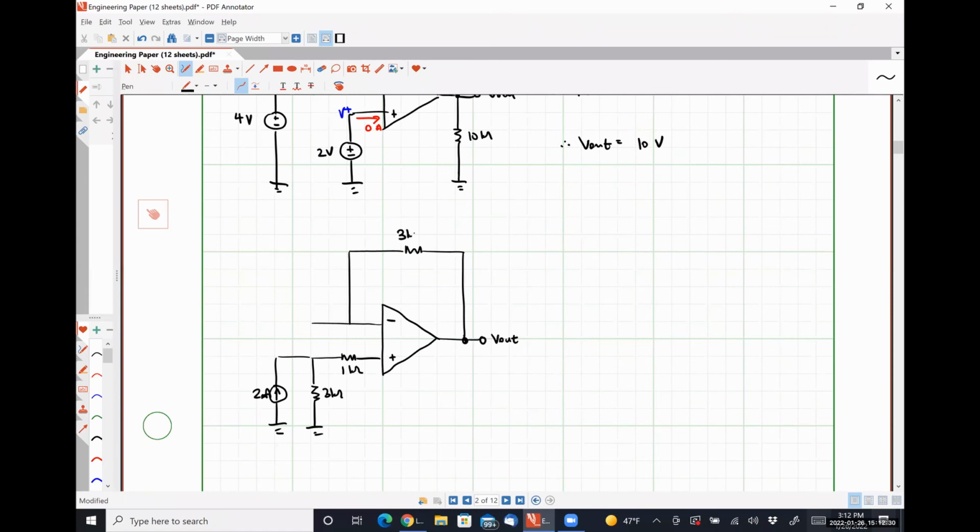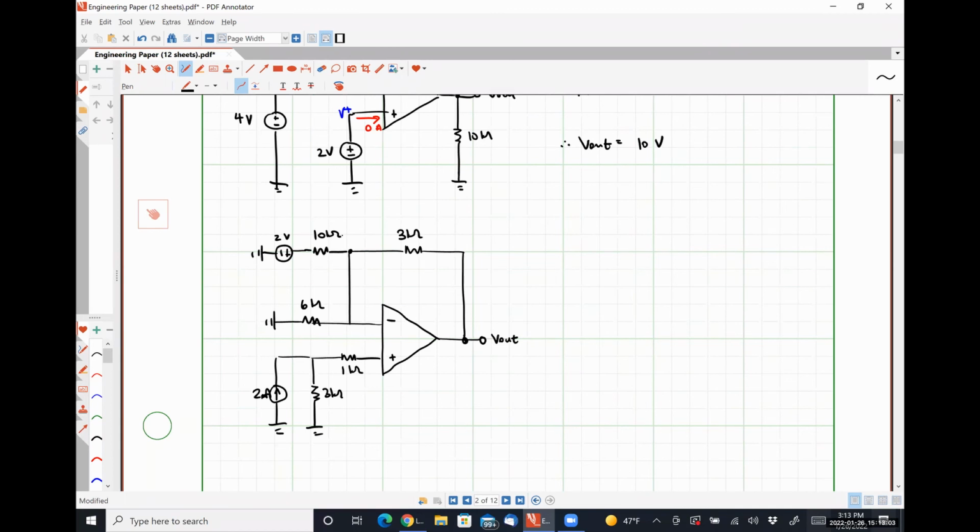Let's make this guy a 3 kilo ohm. Let's make this guy a 6 kilo ohm. And then let's put a voltage source here that is 2 volts. And a 10 kilo ohm resistor here.